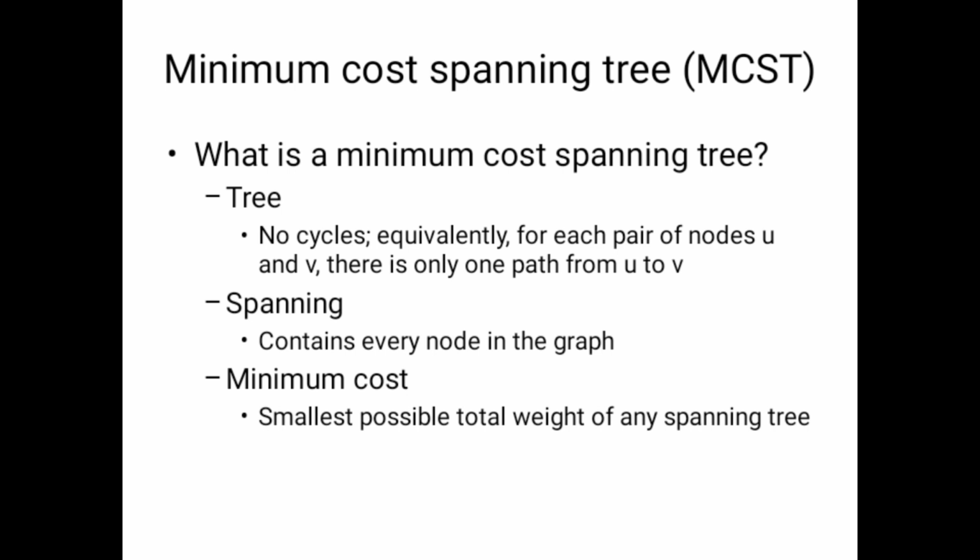A minimum cost spanning tree is also a tree which has no cycles, and equivalently for each pair of nodes U and V, there is only one path from U to V, and it is spanning, which means that it contains every node in the graph, and minimum cost, that is the smallest possible total weight of any spanning tree is considered, hence it is called a minimum cost spanning tree.